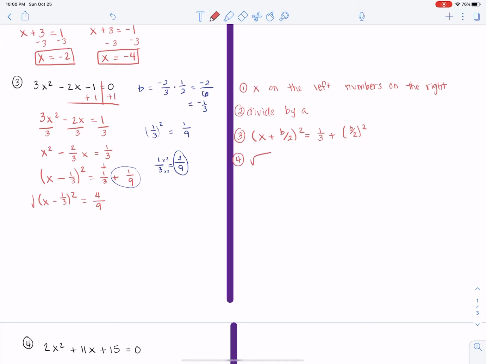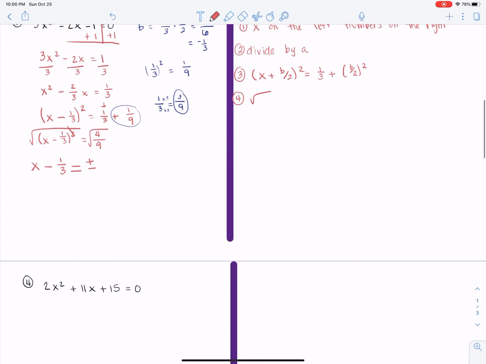So I'm going to square root this side and square root this side. On the left, it's just going to cancel the square. So I have x minus 1/3. On the right, it's going to give me a positive and negative. When you square root a fraction, you're really square rooting the top and you're square rooting the bottom. Square root of 4 is 2, square root of 9 is 3. So positive and negative, 2/3.